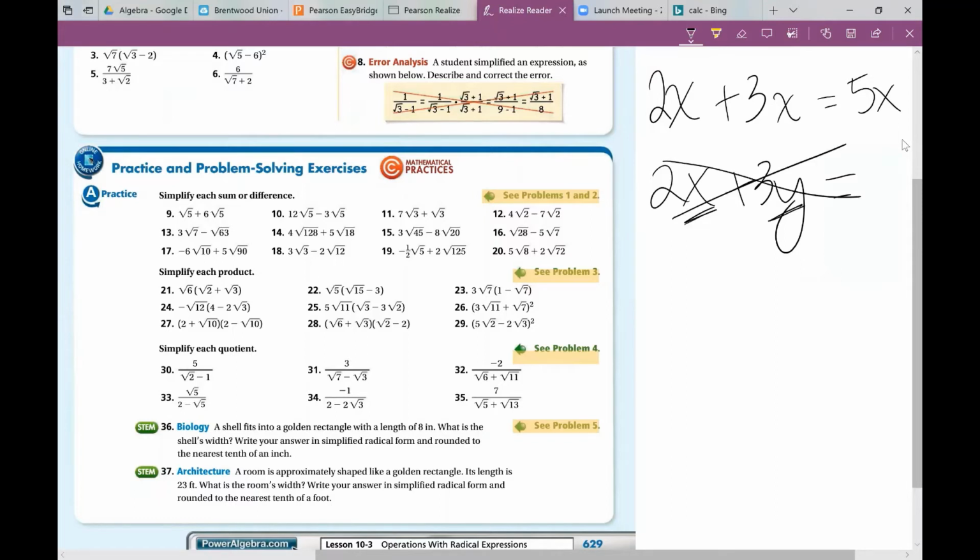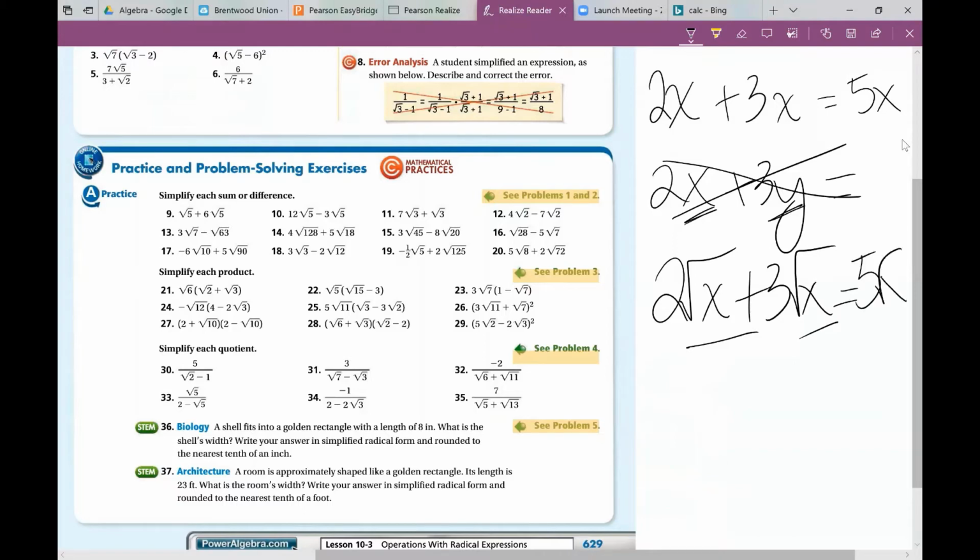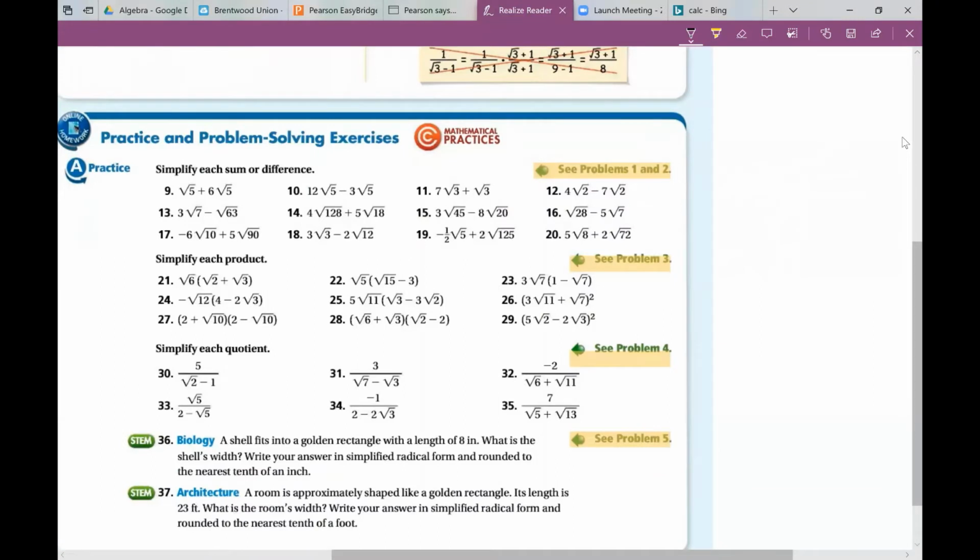So something similar to this, as I already said, is I could make 2x plus 3x be 2 radical x and 3 radical x. And these are the same, they're alike, so I'm allowed to add them together to make 5 radical x. Now that we know that, let's try an actual problem from your assignment.